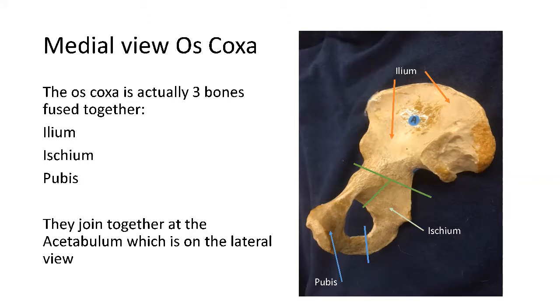All 3 bones join at the acetabulum, and then halfway down the ramus of the pubis is where the ischium starts. So it's halfway through there, which we'll look at in the lateral view in a second.